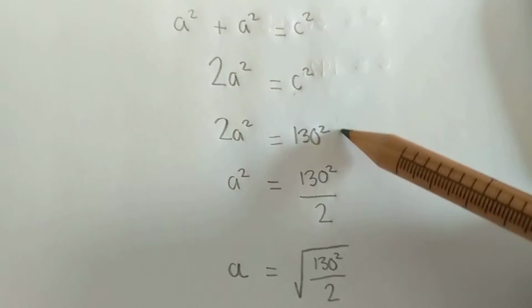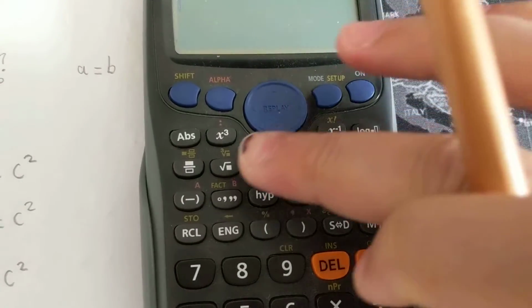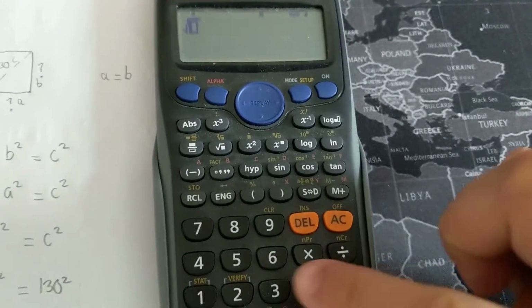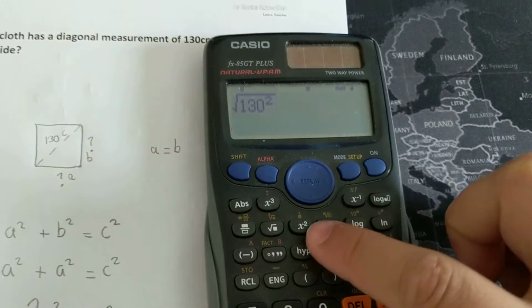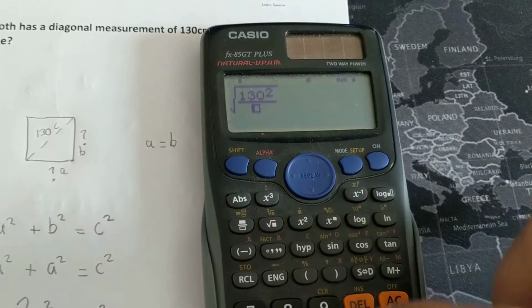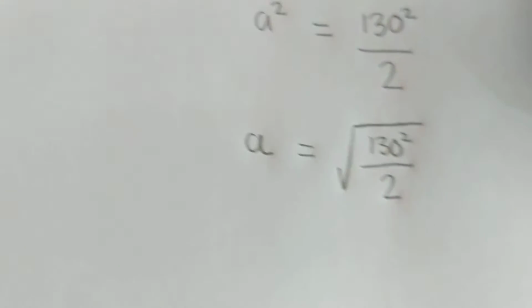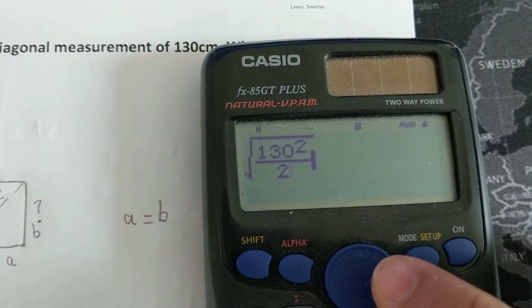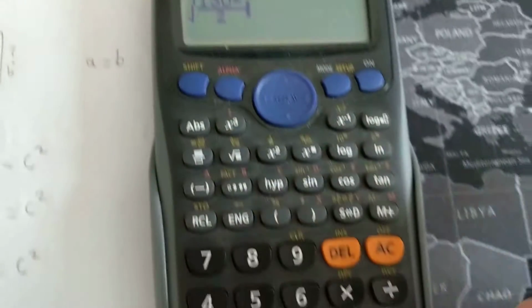Okay, so let's do that then. 130 squared over 2, and then we want the square root of it. So 130 squared and then over 2. So just like that. Okay, it looks just like I've written here on the calculator. If you haven't got one of these calculators, you should really get one. Okay, it's much simpler for you.